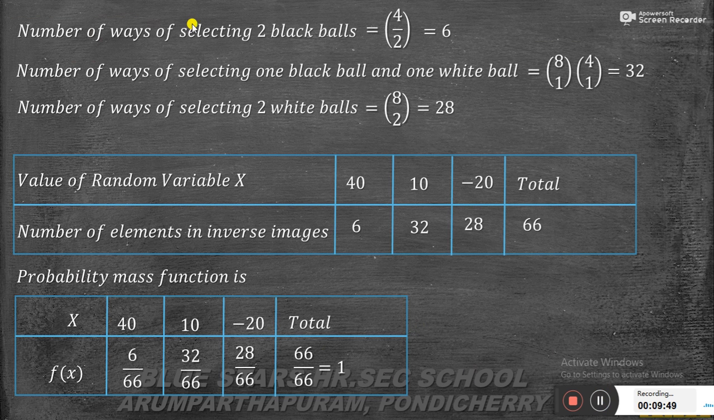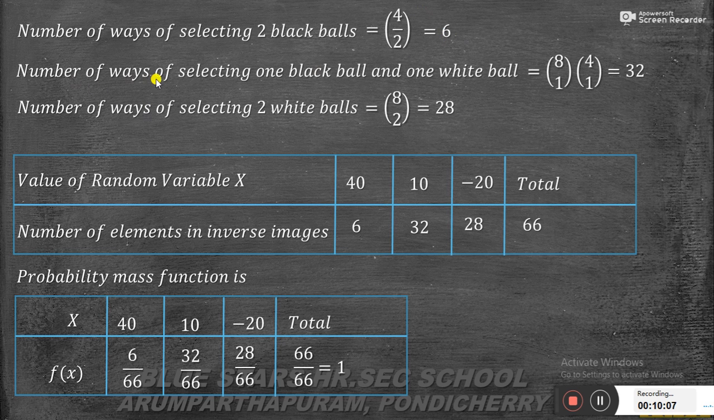See here, the number of ways of selecting two black balls: the total number of black balls is 4. So 4C2, which means 4 into 3 by 2 into 1. So 4 into 3, dividing the 4 by 2, gives 2 into 3, which is 6.